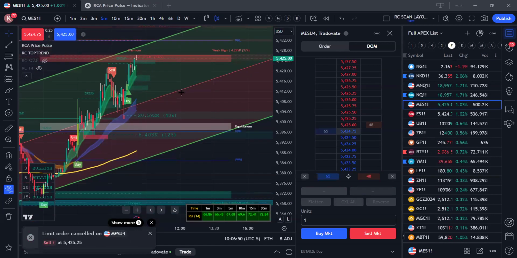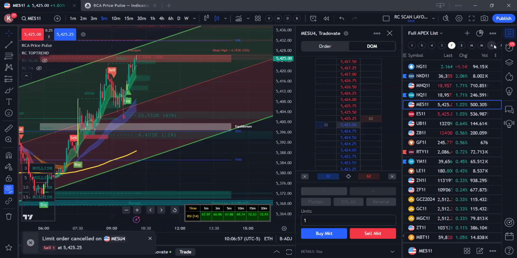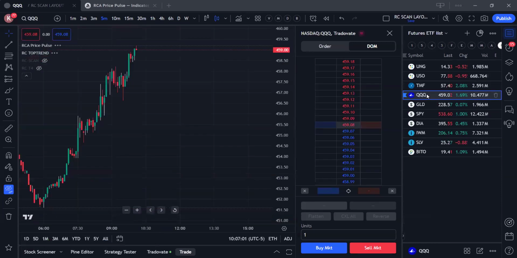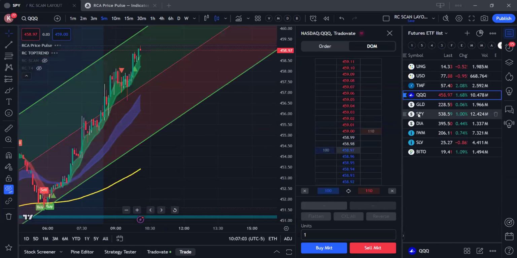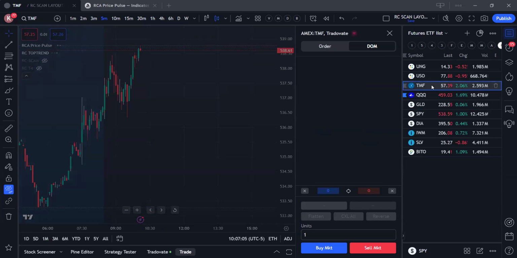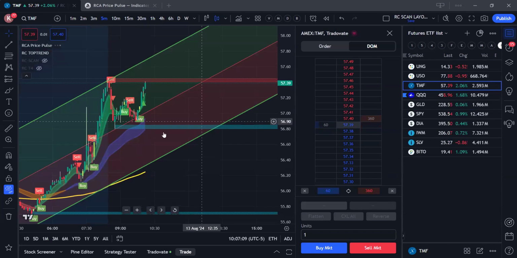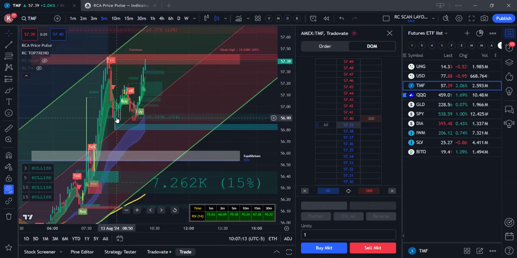So I took profits on MES. I took profits on MNQ. I took profits on UB in the same way, right? At the same time, we took profits on QQQ. We took profits on SPY. We took profits on TMF, right? We are watching the same chart. So if TMF moves up, UB moves up.